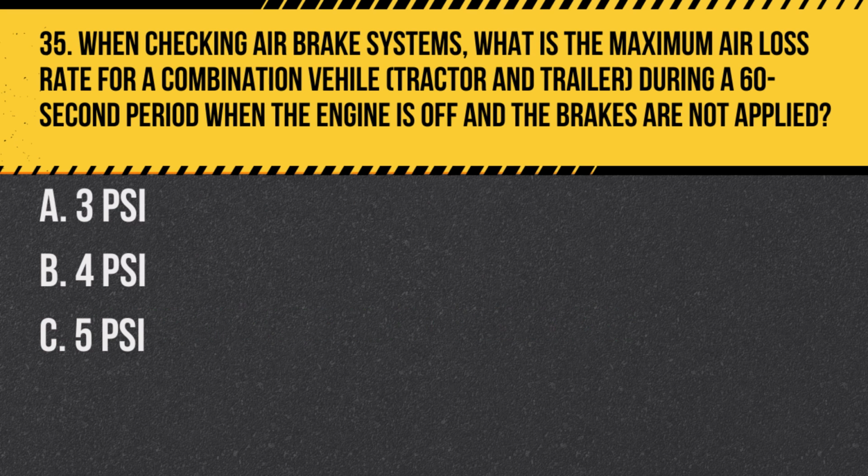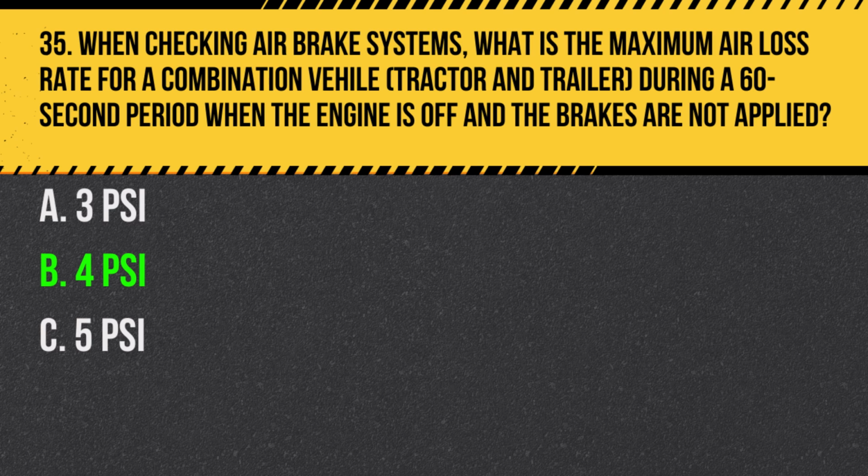Question 35. When checking air brake systems, what is the maximum air loss rate for a combination vehicle, tractor and trailer, during a 60-second period when the engine is off and the brakes are not applied? A. 3 psi. B. 4 psi. C. 5 psi.